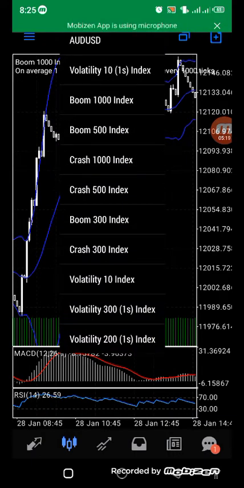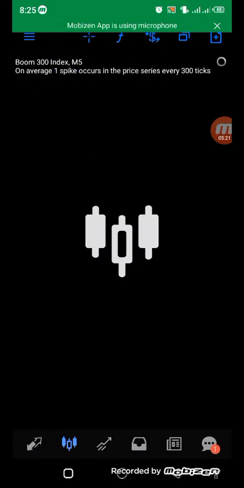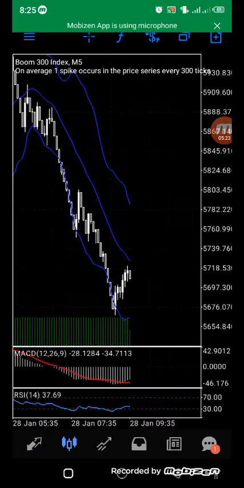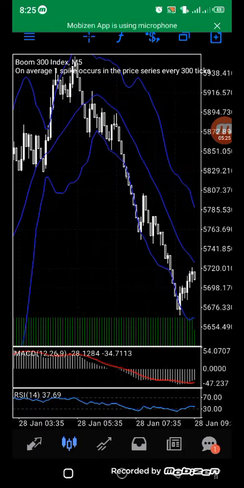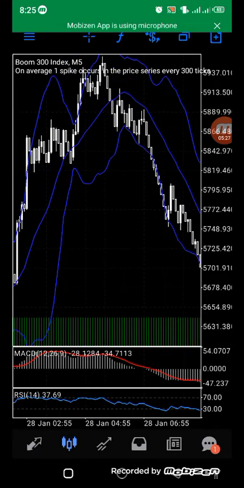Let's see other pairs. Hey guys, Boom 300 and Crash 300 is in. So if you haven't added them to your chart yet, I suggest you do so.